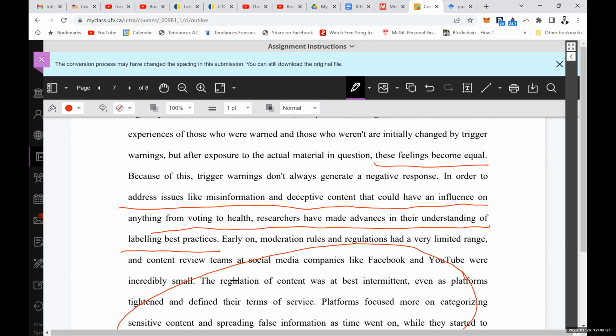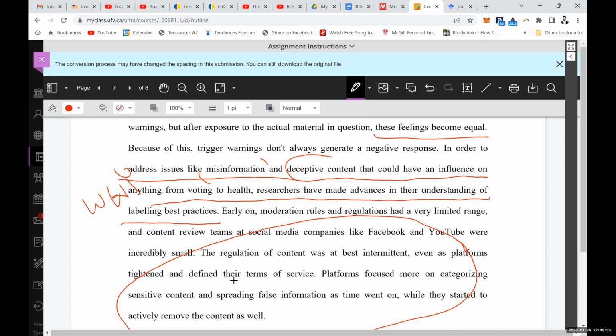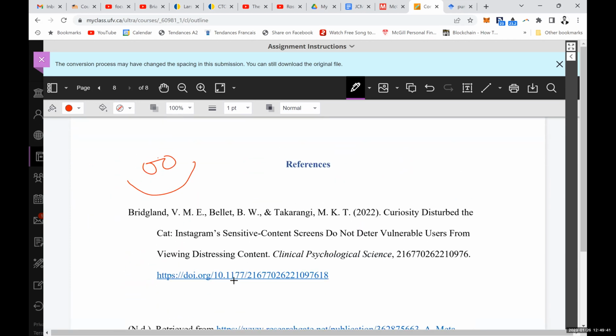In order to address issues like misinformation, this is a good why. Why are you doing this research? Because a lot of misinformation, deceptive content, can we rely on these warning labels or not? So you see, this is a good reason why people should be interested in your research. And finally, they left us with some references. That was fantastic, guys. Thank you so much. I will give you the score later.